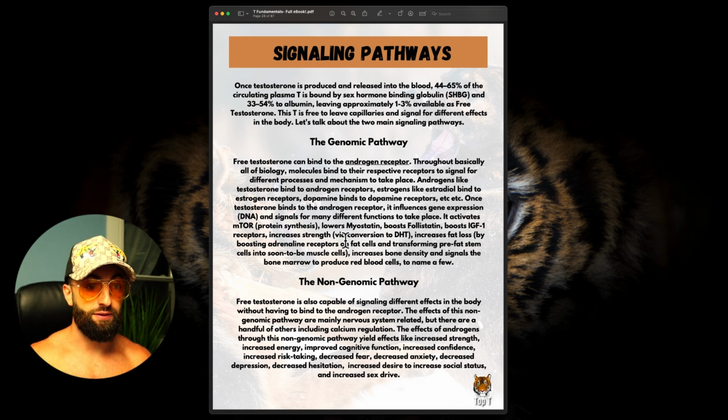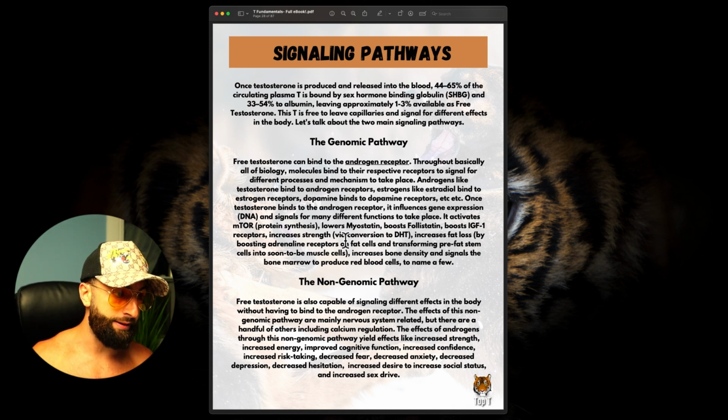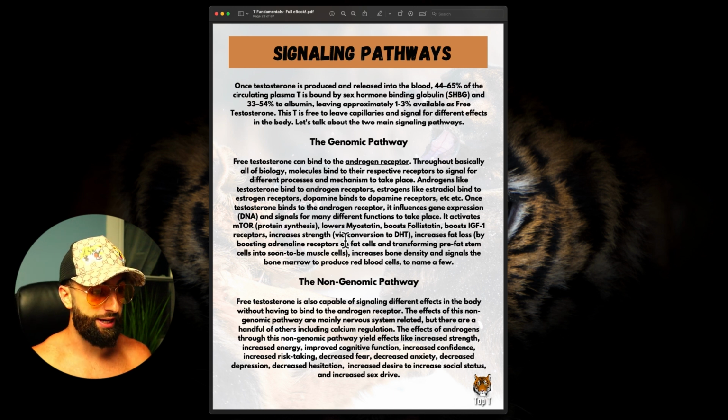For example, it activates mTOR muscle protein synthesis, it lowers myostatin by boosting follistatin, it boosts IGF-1 receptors, it increases strength via the conversion to DHT, it increases fat loss by boosting adrenaline receptors on fat cells, and by transforming pre-fat stem cells into soon-to-be muscle cells. It increases bone density and signals the bone marrow to produce red blood cells. Those are just a few things that testosterone does through the genomic pathway.